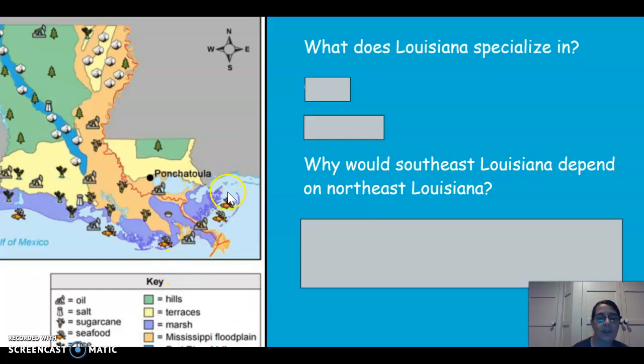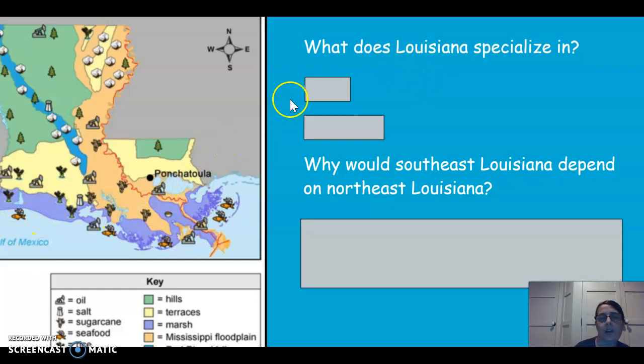So if you look at this map and notice all in the south, there's seafood. And we talked about that because it's being close to the Gulf of Mexico. If you look up north, we see more pine trees and cotton because they have a lot of hills and places where they can grow things. Remember, down south, it's more of marsh and swamp.